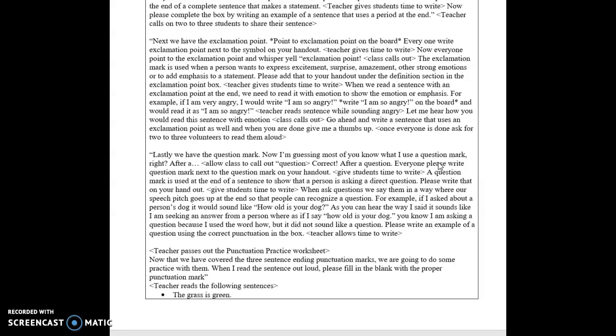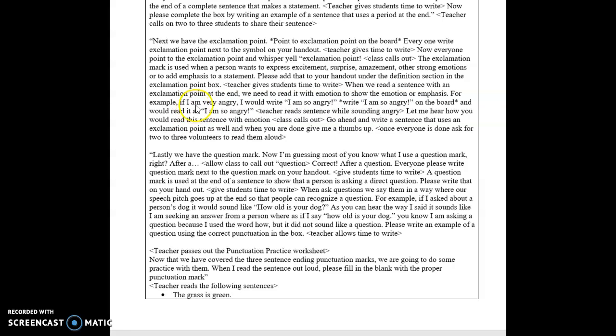The exclamation mark or point is used when a person wants to express excitement, surprise, amazement, and other strong emotions, or to add emphasis to a statement. Please add to your handout under the definition section in the exclamation point box. Give them time to write again. When we read a sentence with an exclamation point at the end, we need to read it with emotion to show the emotion or emphasis the writer is trying to get across.